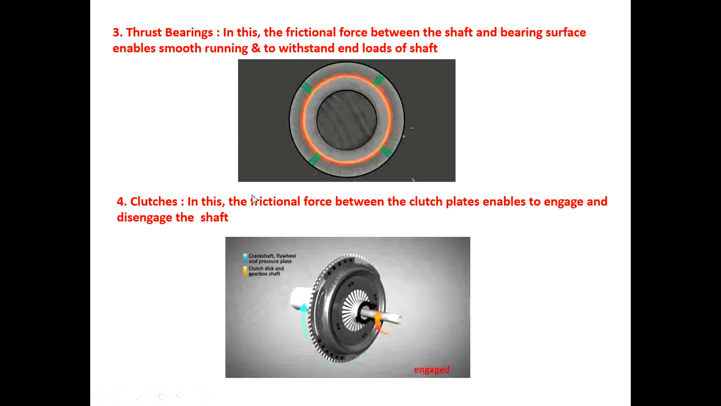The next one is clutches. A clutch is nothing but a device used to engage and disengage shafts. Here there will be many friction plates, called friction plates because there is some frictional force between two plates. That is used to engage and disengage the shaft and transmit power from one shaft to another shaft. So that is called a clutch.